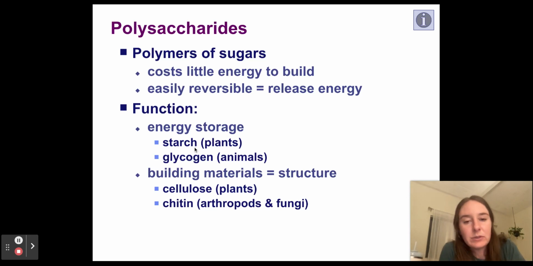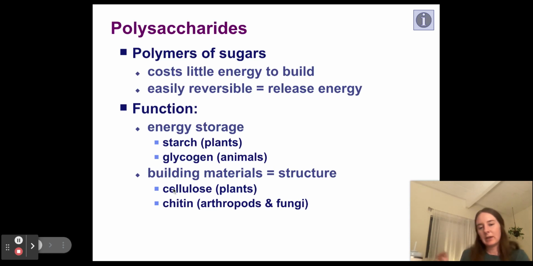So in plants, we store energy through starch. In animals, we create glycogen molecules to store energy for the long term. And then they also help us build our structure. So in cellulose in plants and in chitin in arthropods and fungi, creating the cell walls.